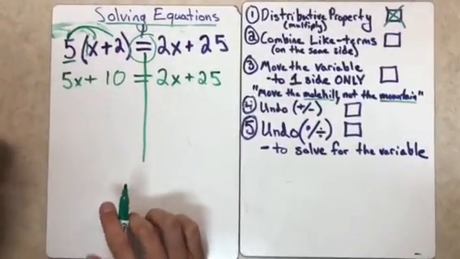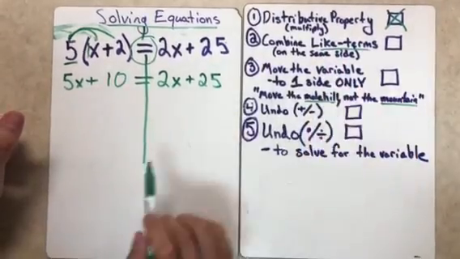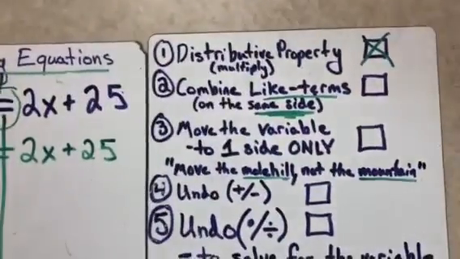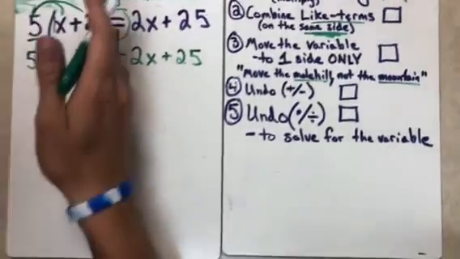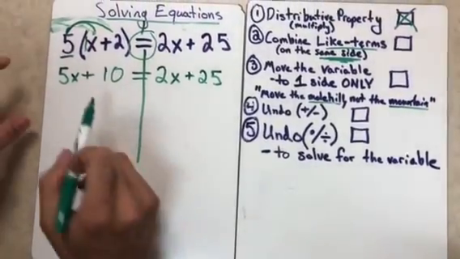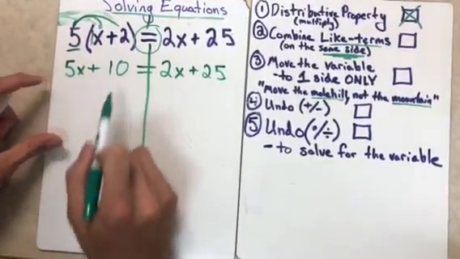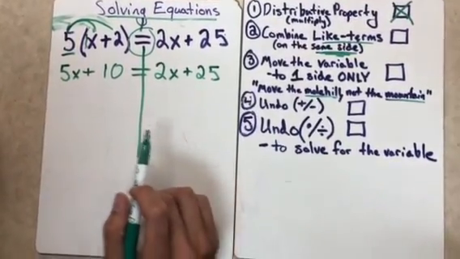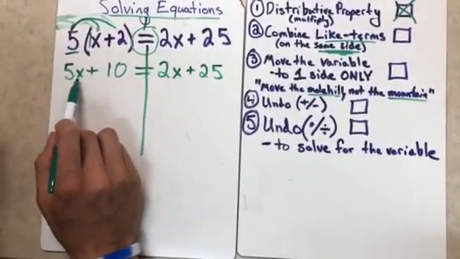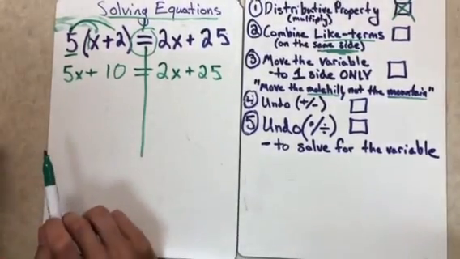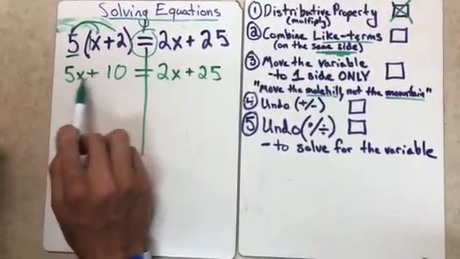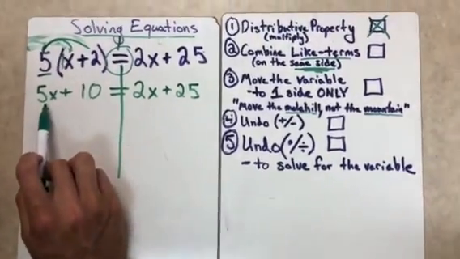The next step is to combine like terms on the same side. I'm going to stress same side. So we know each side is divided by this line that I drew in the middle. So on our left side, do we have any like terms? As a quick reminder, a like term is when you have a term with the same variable and the same exponent. Do these two terms have the same variable? No, only one term has x.